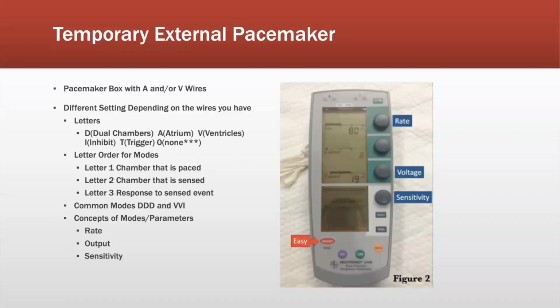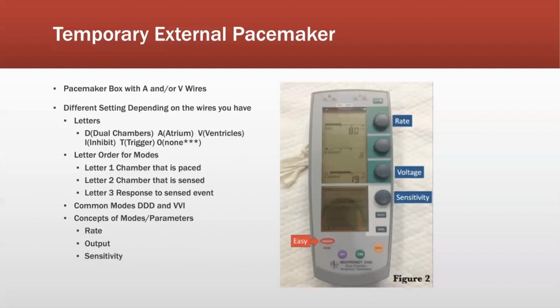So the first letter of the mode is the chamber that is paced. The second letter of that mode is the chamber that is sensed. And then the third letter of that mode is the response to the sense event. So D means dual chambers, A is the atrium, V is the ventricles, I means inhibit, T is trigger, and O is none. So the common modes we most often see within our own ICU are DDD and VVI. So again, with the first letter, we are going to pace both of the chambers.